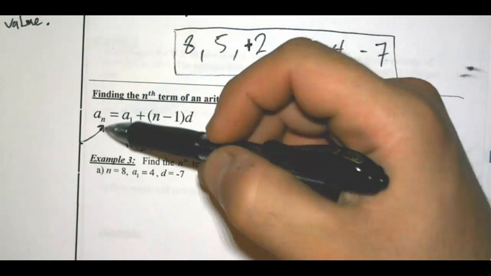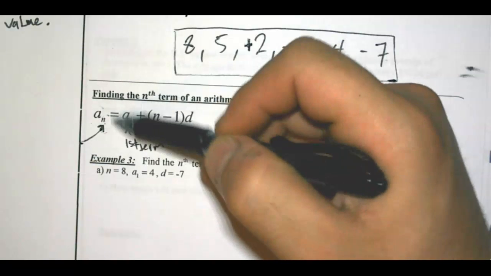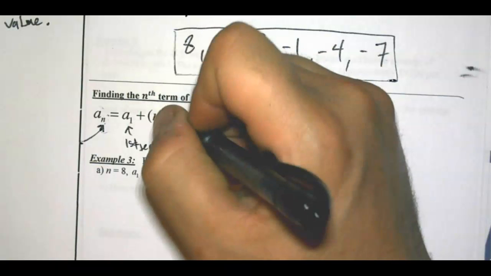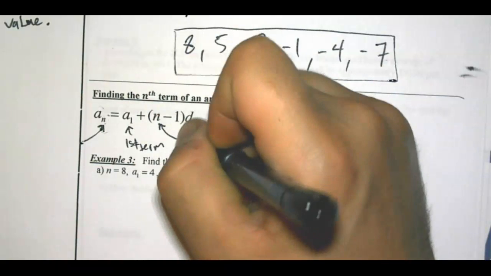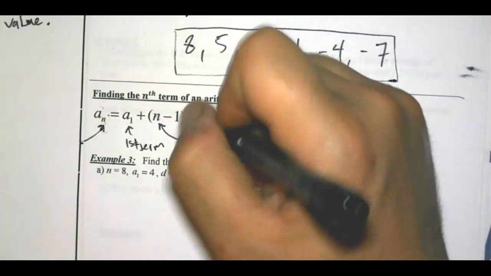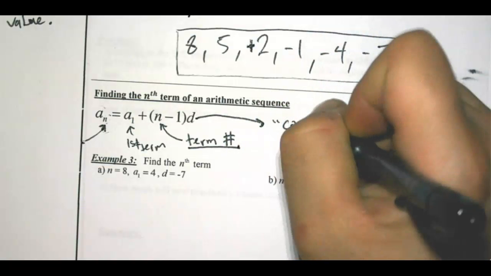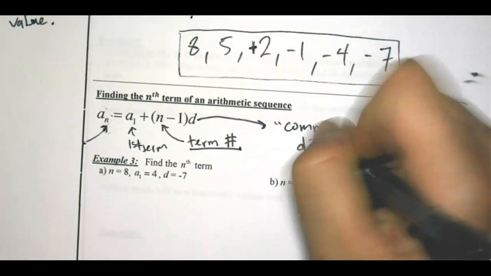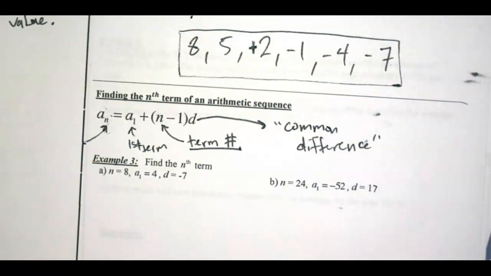For example, if I was trying to find the 50th term, then I write A sub 50 here, and then this number right here would be a 50. So term number is the N, and then D is the common difference, which you saw up top. The common difference is the amount you're either adding or subtracting.